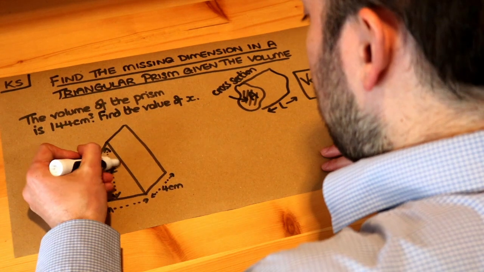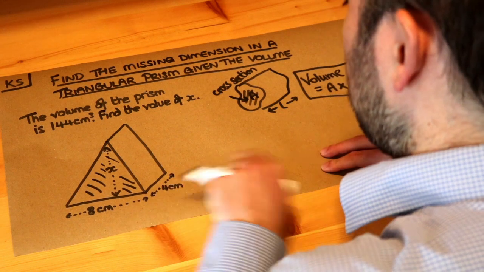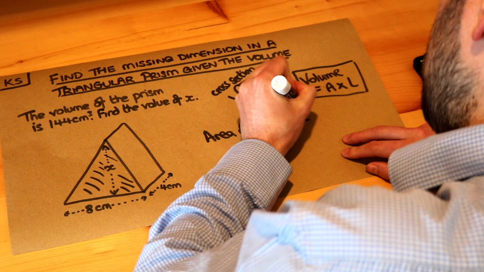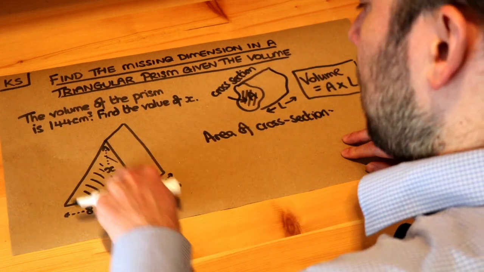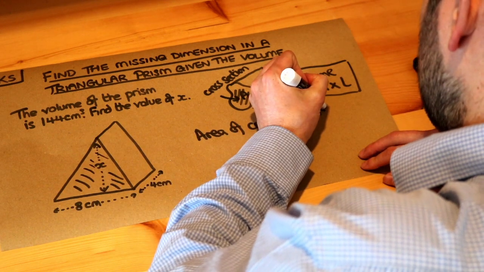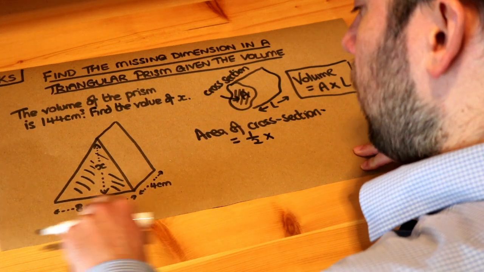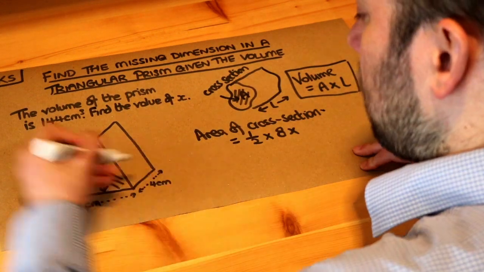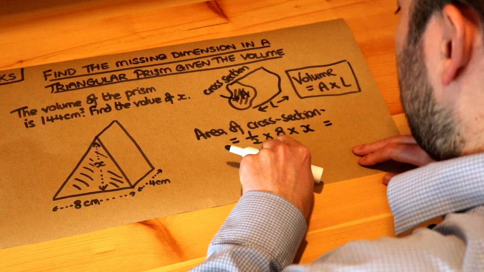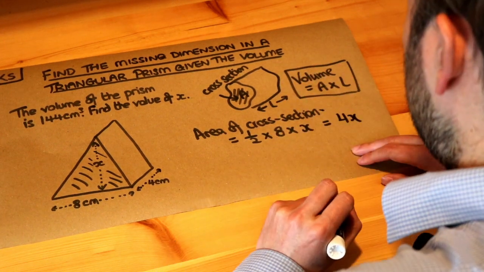Now let's find the area of this cross-section first, and then we're going to times it by this length of the prism of 4. So the area of the cross-section, well, what shape is the cross-section? Well, this shape is a triangle, and the area of a triangle is half times the base times the height. So that's going to be half times the base of the triangle, which is 8, multiplied by the perpendicular height, so x. And if we just simplify that, half times 8 is 4, and then it's 4x. So the area of the cross-section is 4x.